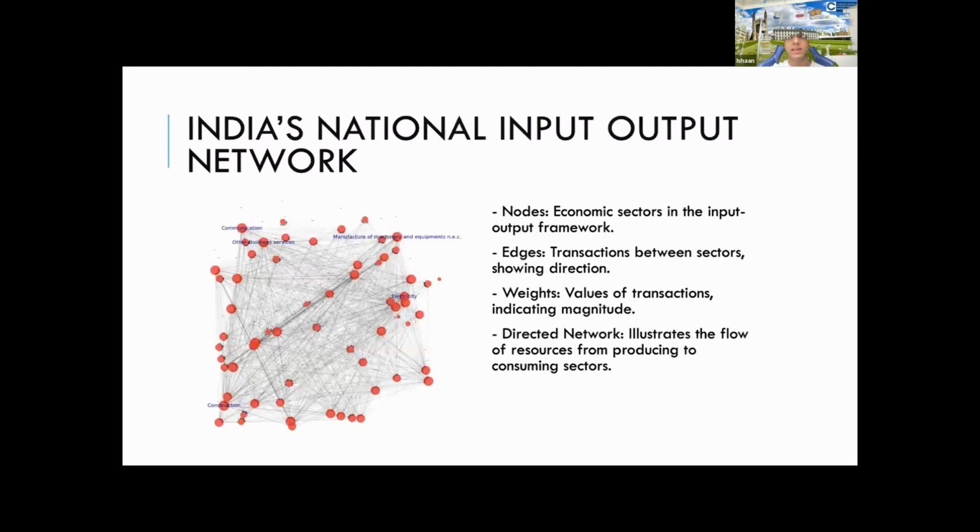This is what India's national input-output network looks like. The nodes are economic sectors in the input-output framework. The edges are transactions between the sectors showing direction. The weights were the value of transactions indicating magnitude. The directed network structure illustrates the flow of resources from producing to consuming sectors. The highest degree central sectors have been labeled.